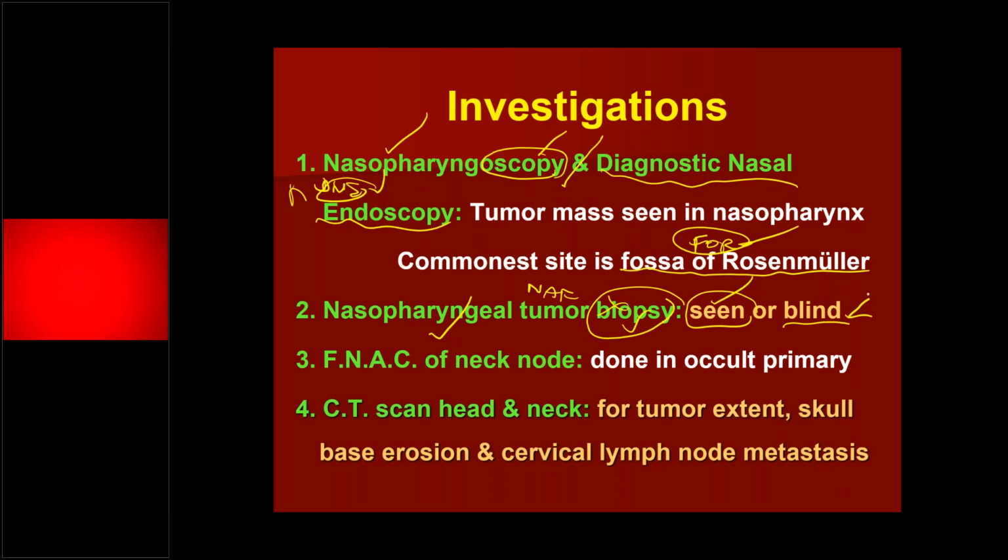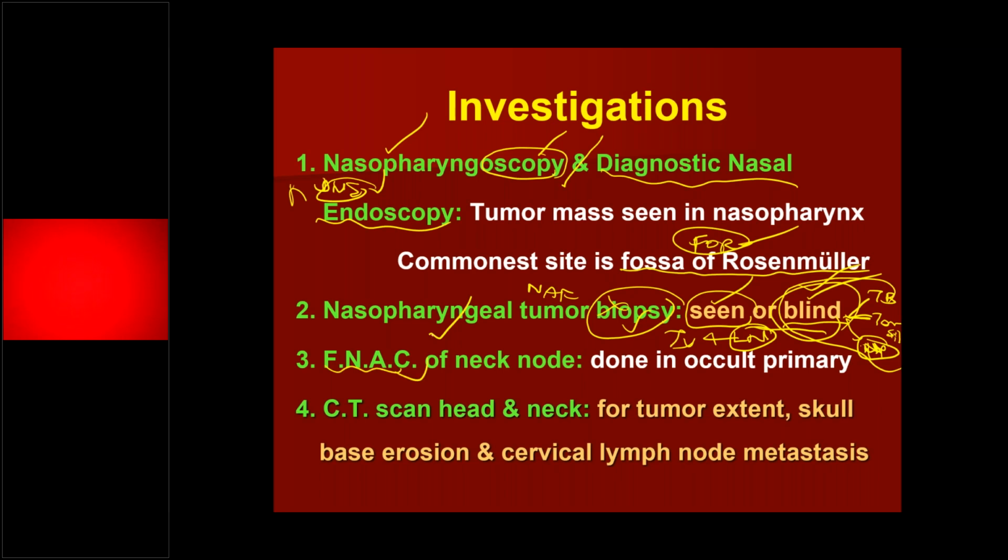Where do you go for blind biopsies? You go to the tongue base, number one, and the tonsil fossa, and also the nasopharynx. Blind biopsy is done whenever you don't find any primary tumor but you have lymphadenopathy, with the lymph nodes in the neck enlarged.